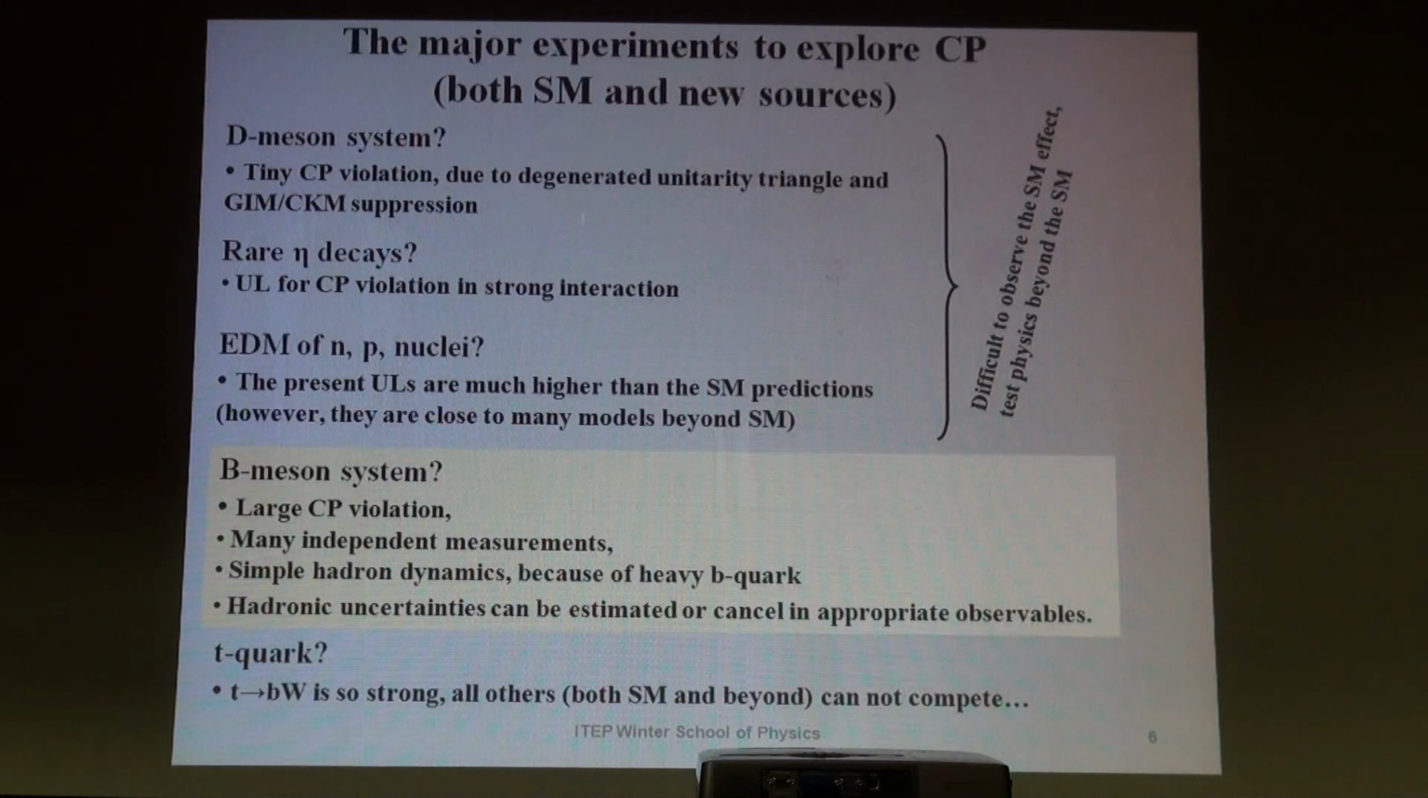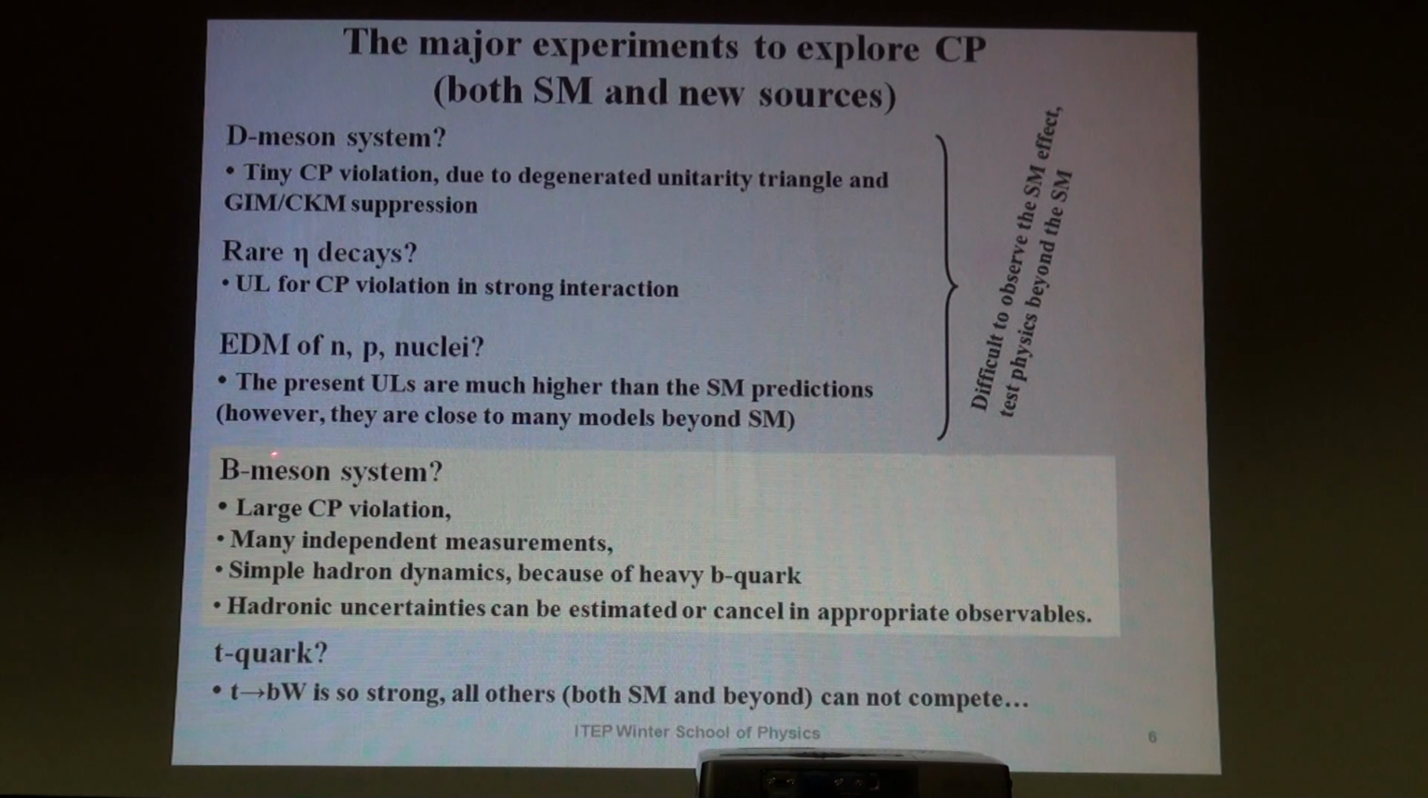And if you think about other systems, okay, D mesons is another. This is a meson consisting of second generation quarks. This can be used to study CP violation. But in the standard model, only very tiny CP violation is expected. This is due to GIM cancellation in the case of D mesons, and also there is a CKM suppression because the unitary triangle corresponding to D mesons is almost crushed. It's almost flat. Two sides of this triangle are comparable, and another one is extremely small.